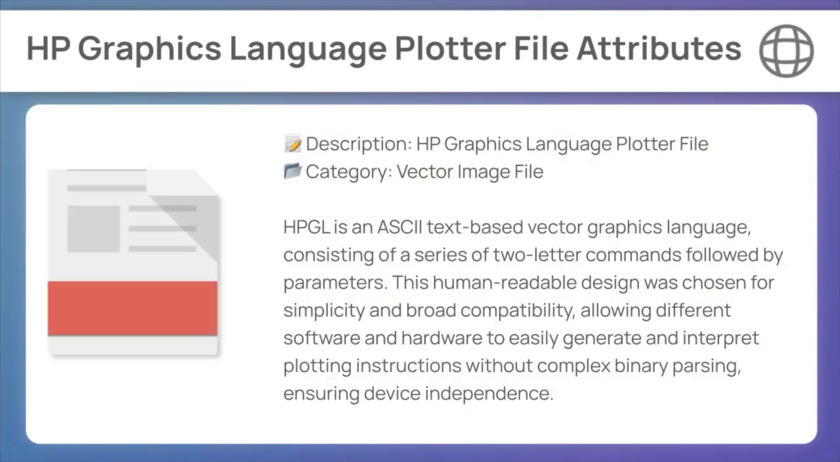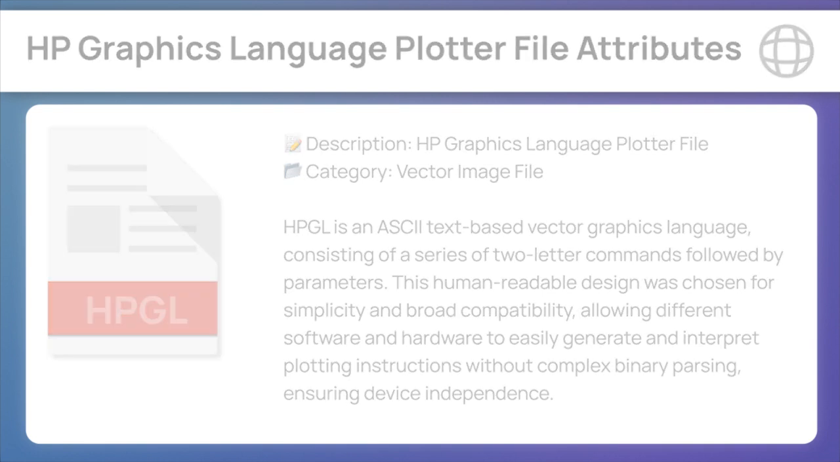HPGL is an ASCII text-based vector graphics language, consisting of a series of two-letter commands followed by parameters. This human-readable design was chosen for simplicity and broad compatibility, allowing different software and hardware to easily generate and interpret plotting instructions without complex binary parsing, ensuring device independence.